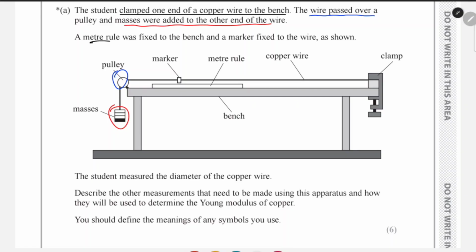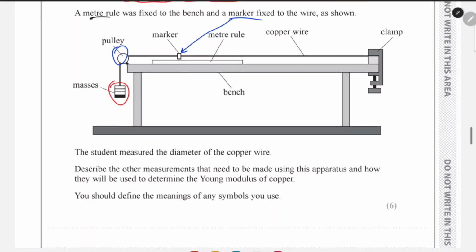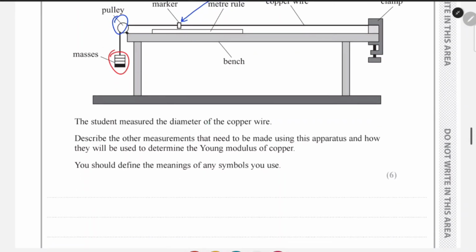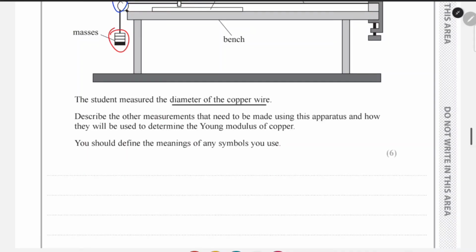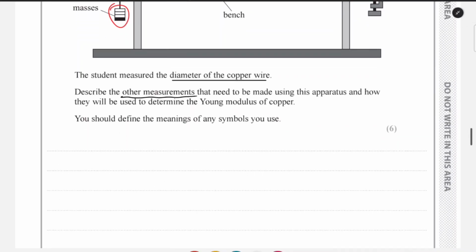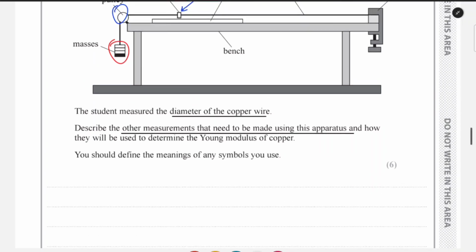A meter rule to measure. And a marker that's fixed to the wire. This marker. The student measured the diameter of the copper wire. And now we have to explain what else he needs to do. So what other measurements need to be made using this apparatus to find out the Young modulus of copper.